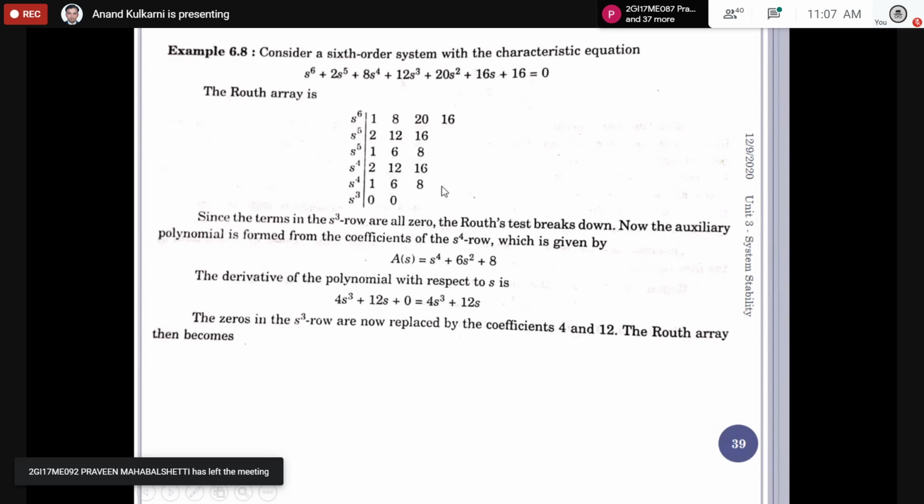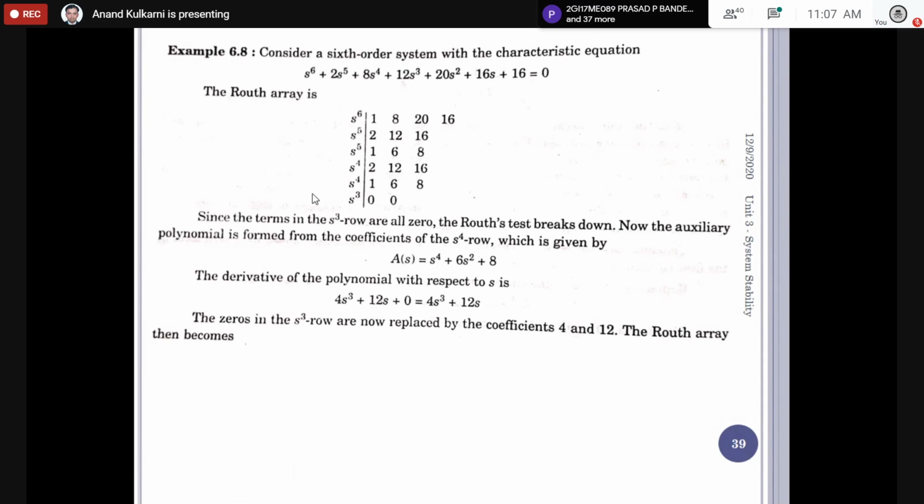See this S^4 row, you write what is known as auxiliary equation. See S^4 row means the highest power here is S^4. Then it is not S^3, it is S^2. Then this is S to the power 0. Because alternate elements are going to be written. See here, S^6 row means this is S^6, this is S^4, this is S^2, this is S to the power 0. This is not S^3.